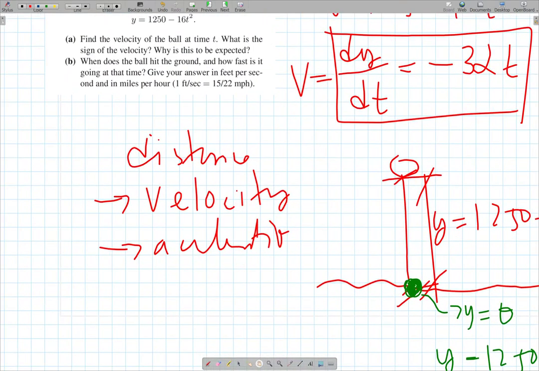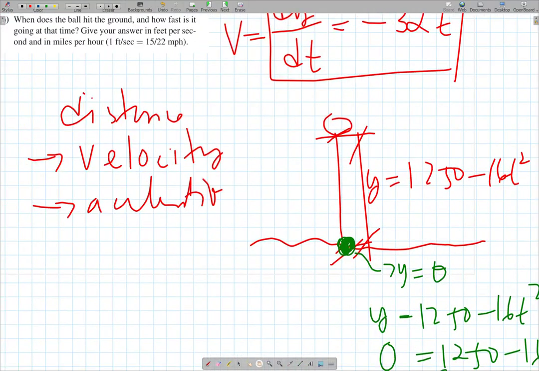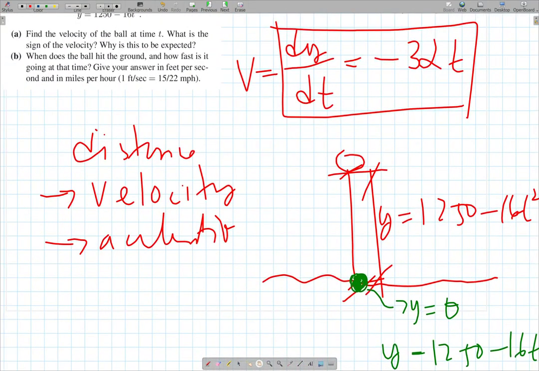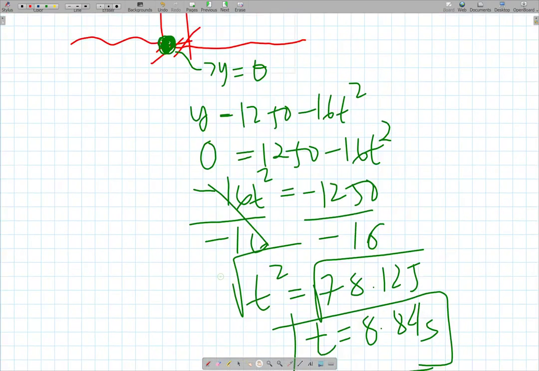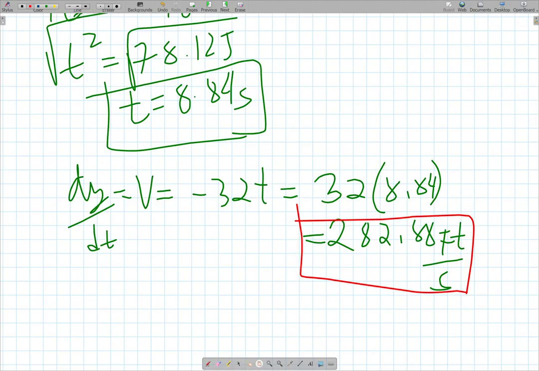How fast is it going at that time? So when does the ball hit the ground? Our answer is 8.84 seconds. And then how fast is it going at that time? So he's asking for the velocity. That is equal to 282.88 feet per second.